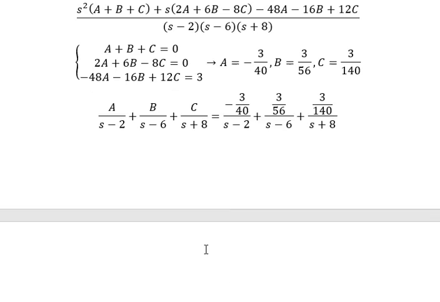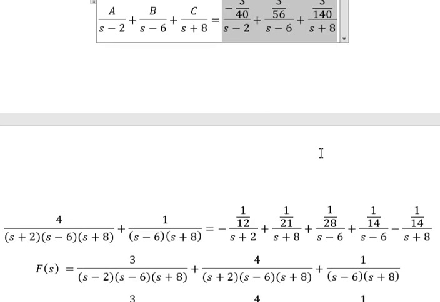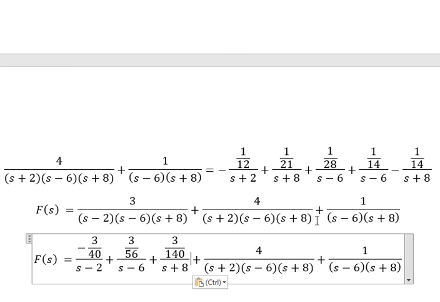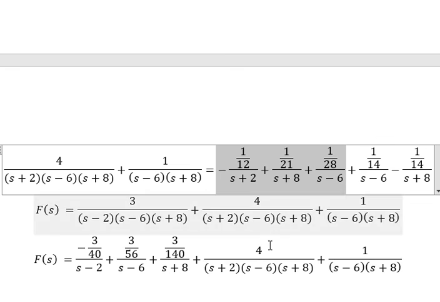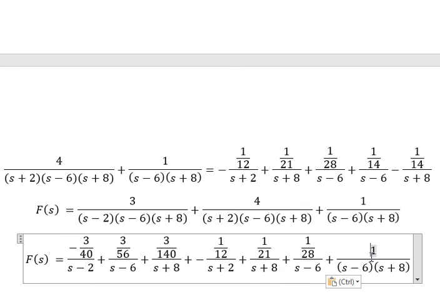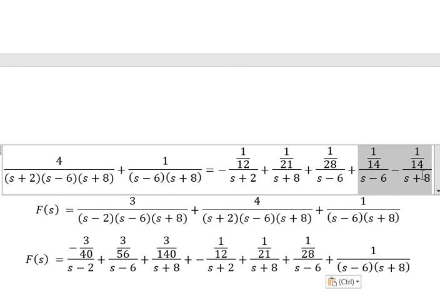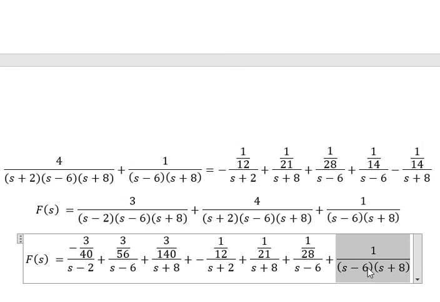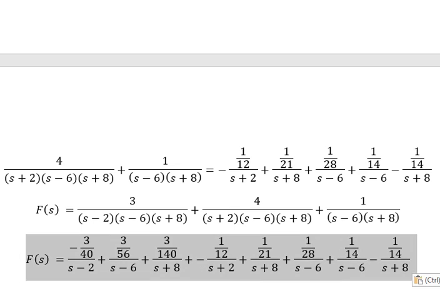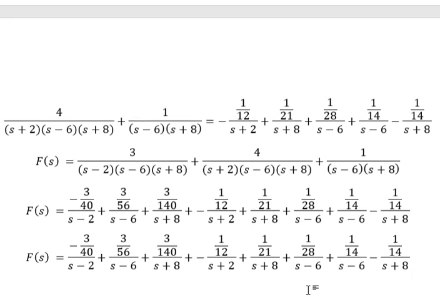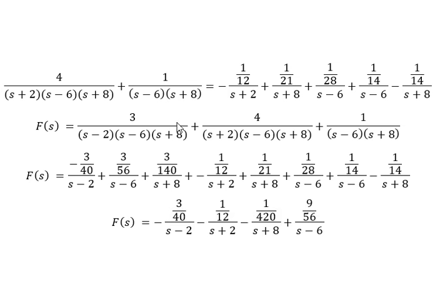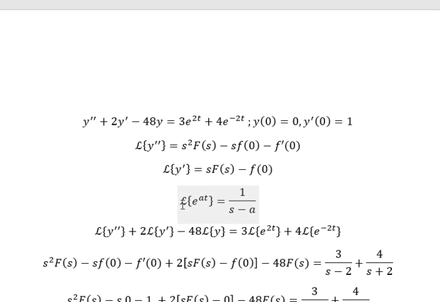So this one, that is about this one. This one, that is about this one. This one, that is about this one. And now we need to simplify this one. So we have like this. Now we use about inverse Laplace transformation for this one.